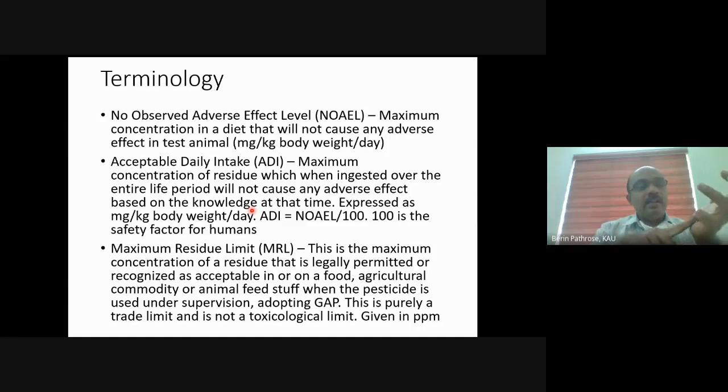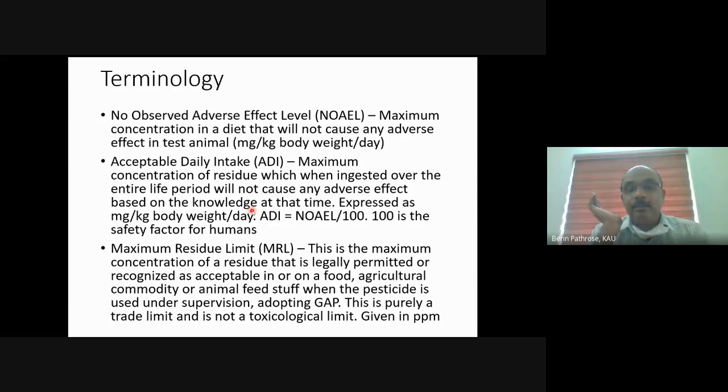Because if harvesting the next day, second day, third day, fourth day, residue will vary. If the farmer changes the concentration of the pesticide applied, again the residue will vary. You are only sure about that particular dose, and after this much period what will be the residue. So that is MRL, maximum residue limit.